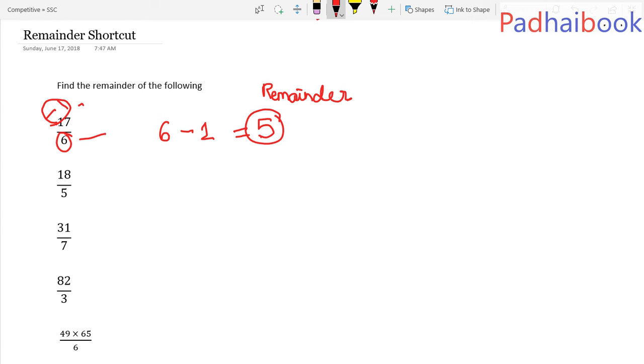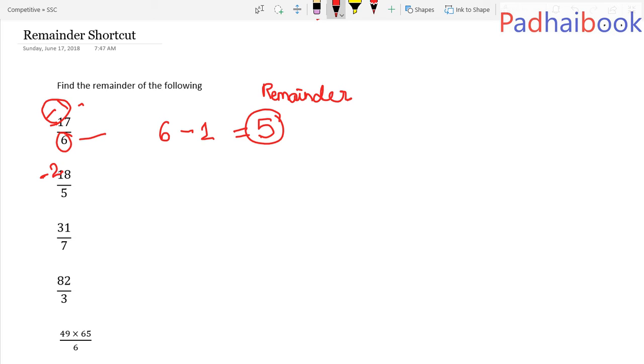Similarly, let's take another example. The next example is 18 upon 5. Now, as we know the multiples of 5, we have to write the smaller number always. We cannot write the bigger number. For example, in this case, you can write plus 3 or minus 2, but we always go for the smaller number because it makes the calculation easier. So, let's take minus 2.